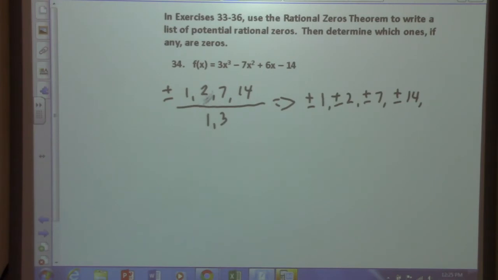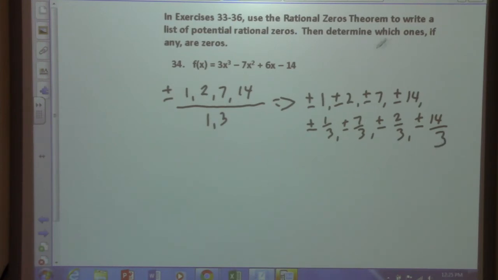And then you have 1/3, 2/3, 7/3, and 14/3. I forgot 2/3, right? Yeah, so I got that out of order, but it's still there. And plus or minus 14/3. So these are your possible rational zeros.